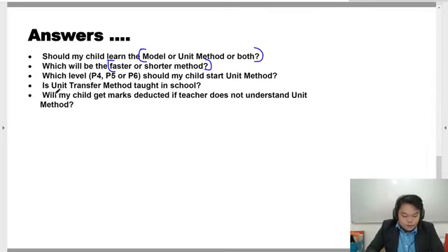Okay, next, is the unit transfer method taught in school? My answer would be yes, and I tell you why. Unit transfer method is fundamentally based on ratio reasoning. The school's way of doing also uses ratio.